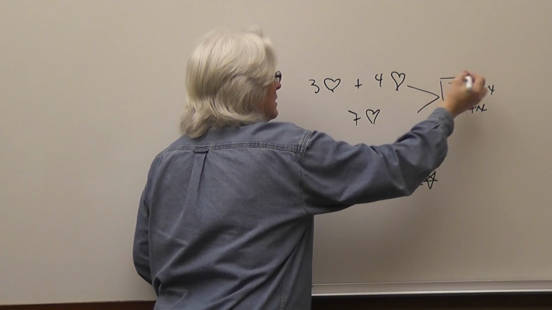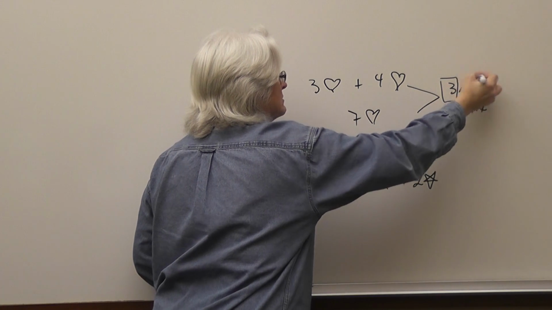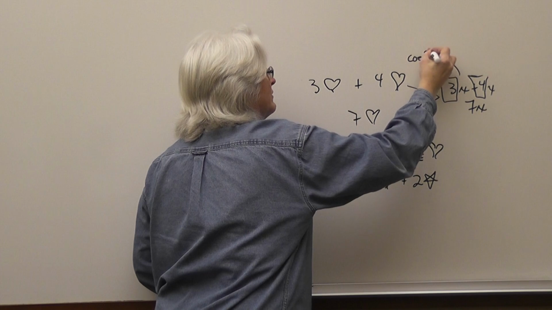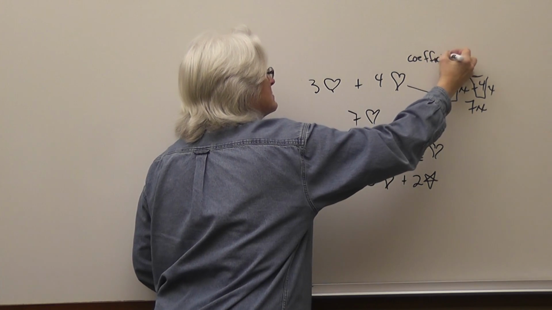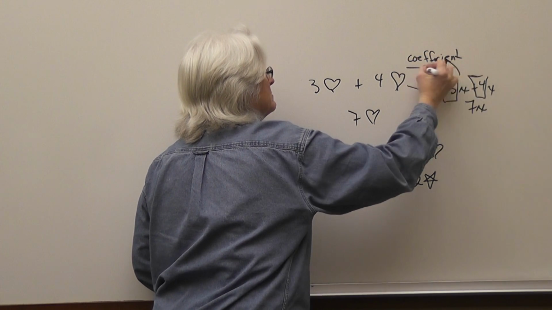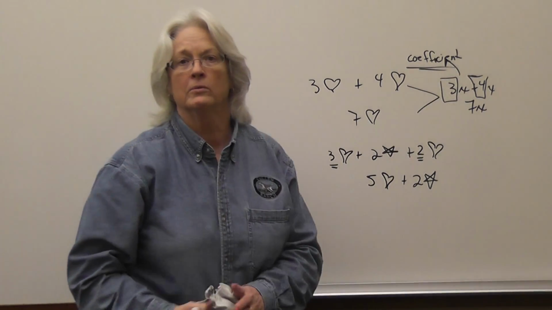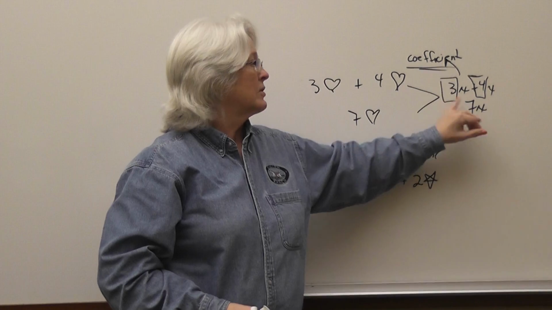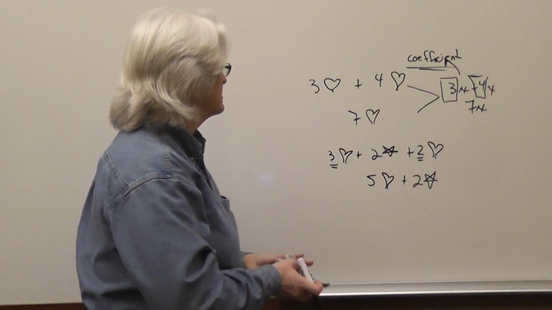I think what I'll do here, since I was so tongue-tied on this, is remind you that this is the coefficient. I spoke it to you several times. Go ahead and write it for you. What we do is we add the coefficients and we keep the base. 3x plus 4x is 7x.